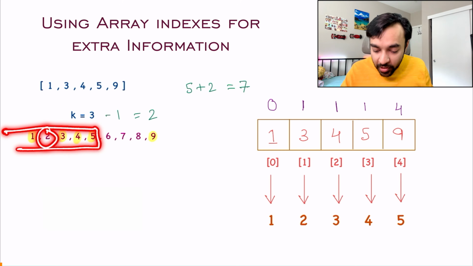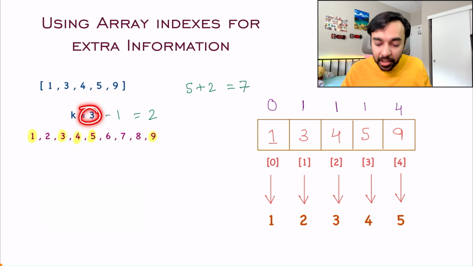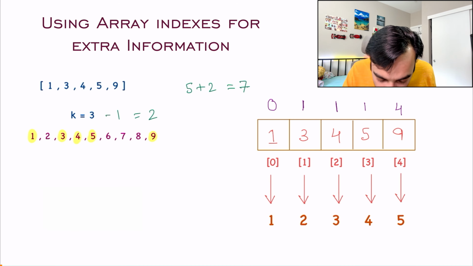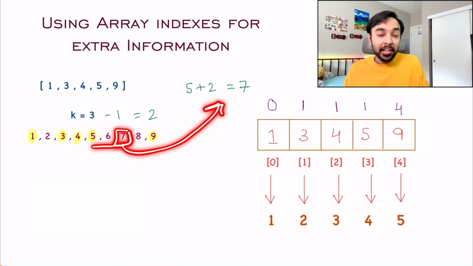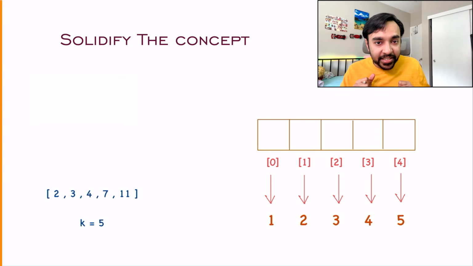And that was 2. You find it out over here. And then you have to tell me the third missing number. So you do 3 minus 1 and that gives you a 2. So you move 2 spaces ahead and you get this number, which is your answer, right? To solidify this concept, let us look at one more test case.